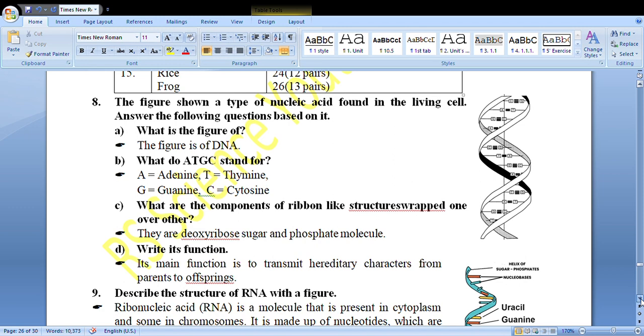The figure shown is of the type of nucleic acid found in the living cell. What is the figure of? It is of DNA, a double-stranded structure. What do A, T, G, C stand for? Adenine, thymine, guanine, cytosine. What are the components? A ribbon-like structure, wrapped one over another. It is deoxyribose sugar and phosphate molecule. What is its function? The main function is to transmit hereditary characters from parents to offspring. That is the DNA function.